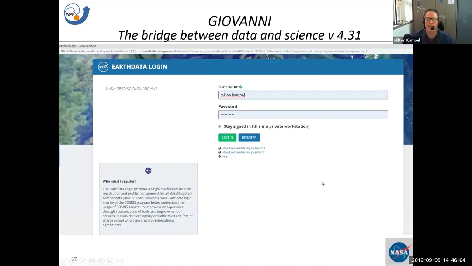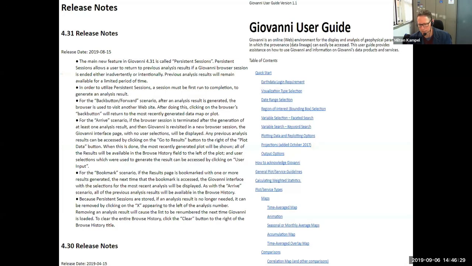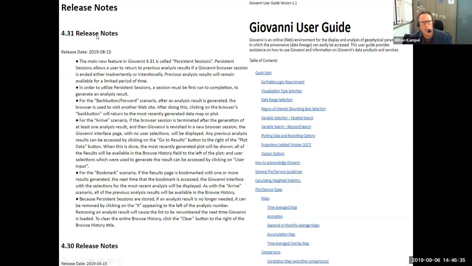Now, going to Giovanni. It's important to notice that nowadays, or for some time recently, we are being asked to register. It's an easy process, but that's a must. So you have to register. And then you're going to get this type of screen, where you can get in, but your operation will be very limited. If you click on this 4.31, which is the present version, you can have all the release notes for this and the previous ones. And there's also a user guide where you can follow and test as training, if you wish.